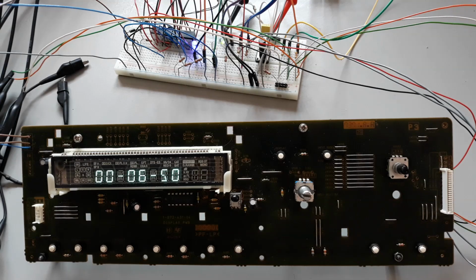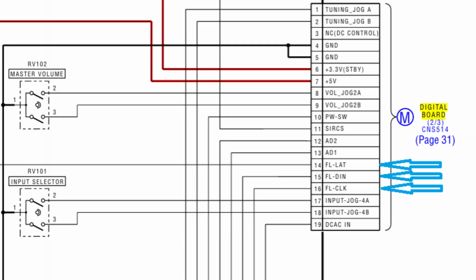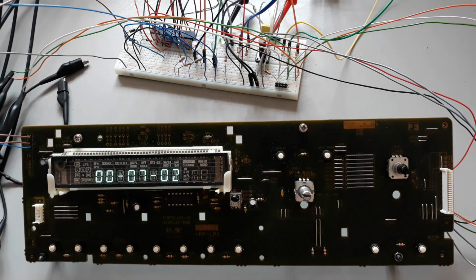Now, regarding the data connection, we follow the standard 3-wire interface. These are data in, clock, and strobe. It is absolutely essential to share a common ground reference between the PT6315 and the microcontroller, in this case, the Arduino. There is also an interesting detail in this panel.